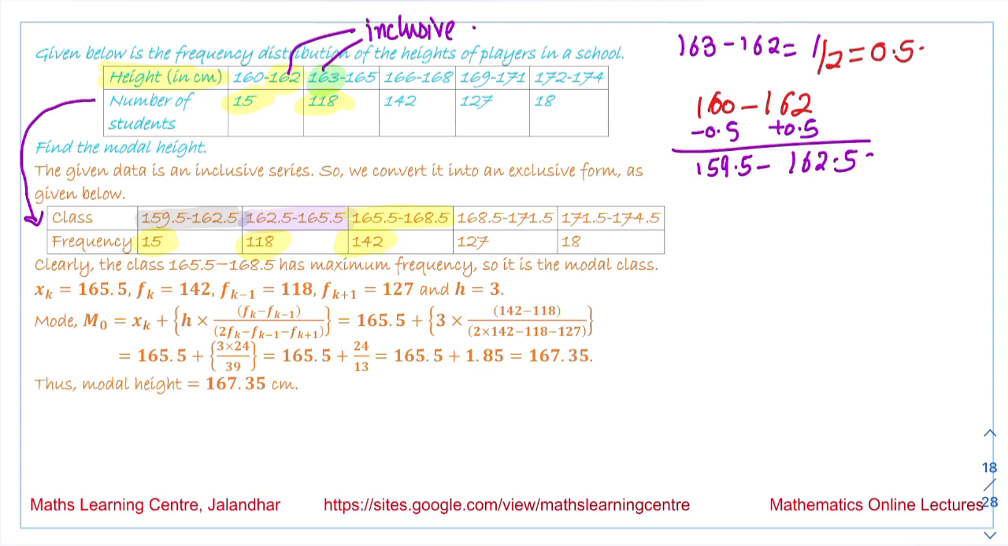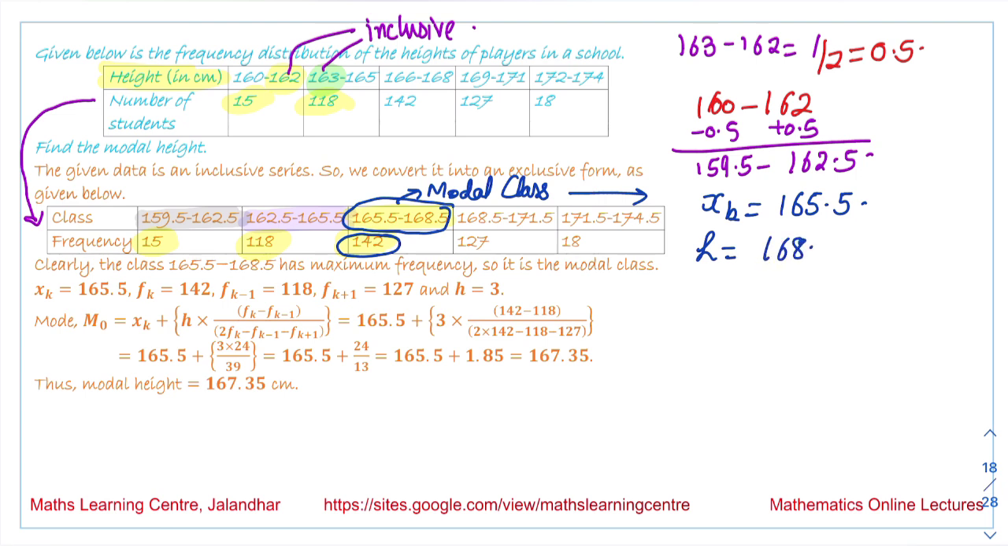The maximum frequency we have is 142, and it corresponds to this class. So this is the modal class. Now if this is the modal class, the value of xk we have is 165.5. The value of h we have is 168.5 minus 165.5, and the answer comes out to be 3. Now this is the value fk, this is the value fk minus 1, this is the value fk plus 1.